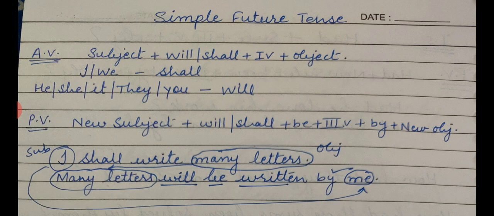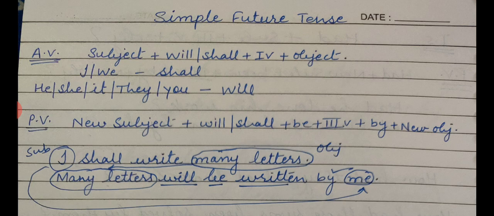With first person pronouns I and we, we use shall. With second or third person pronouns, like he, she, it, they, you, we use will. Now, when we are to change the active into passive, follow the rules. The object of active voice will become the new subject in passive, right? And according to the tense we are to use the helping verb.